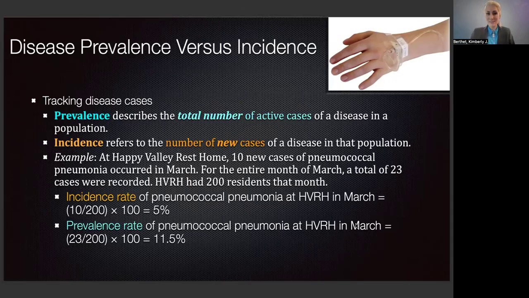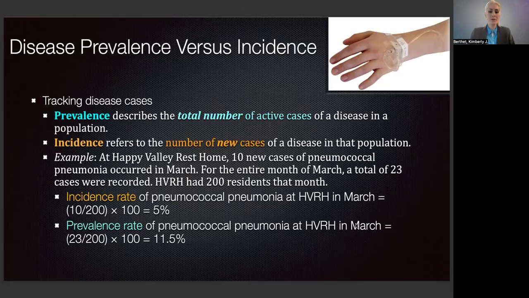So here we see incidence rate, the new cases. We had 10 new cases of pneumococcal pneumonia out of a total of 200 residents. So that's 10 divided by 200 times 100. That gives us a 5% incidence rate. Let's go ahead and look at prevalence rate.